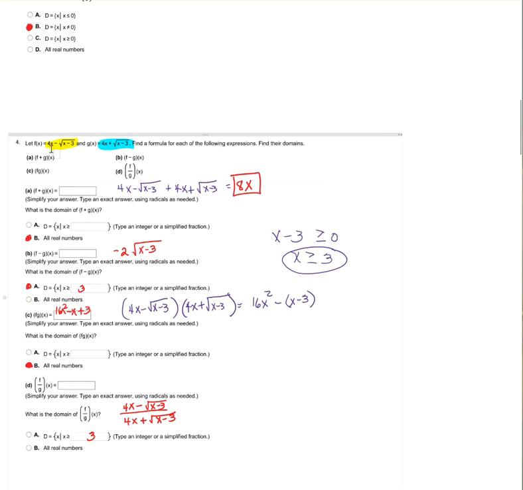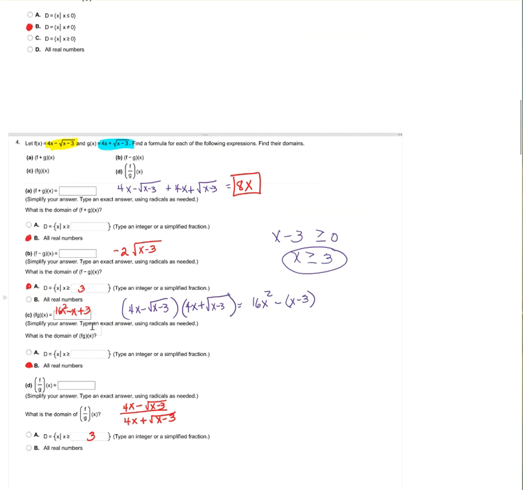F minus g. Well, if you subtract 4x and you take away that 4x, you got 0. And then you've got minus this one, so you've got minus 2 of these. Now, for a square root function, the inside can be equal to 0 or can be positive. It cannot be negative. So you take this inside part and you say x minus 3 has to be greater than or equal to 0. Add the 3 over, so x has to be greater than or equal to 3. And that is A, and you'll fill in the 3.